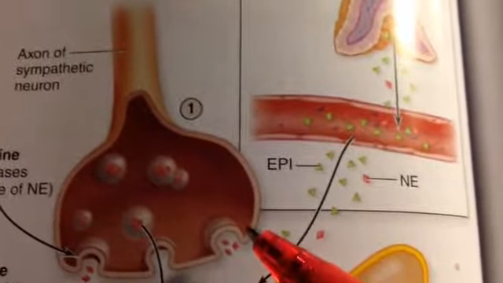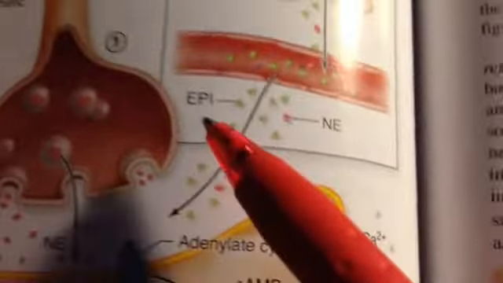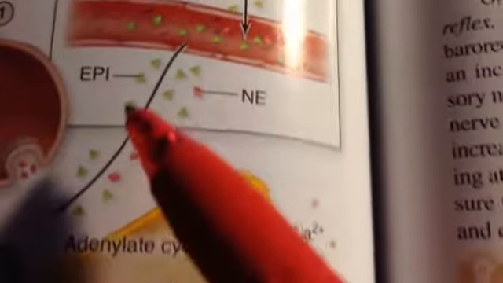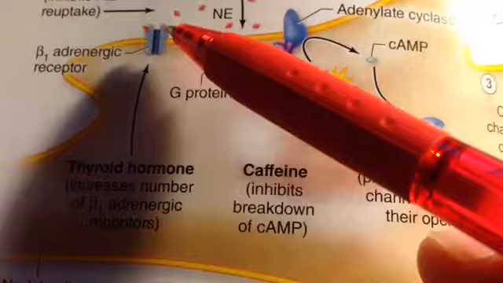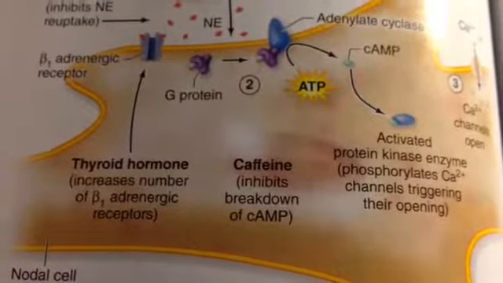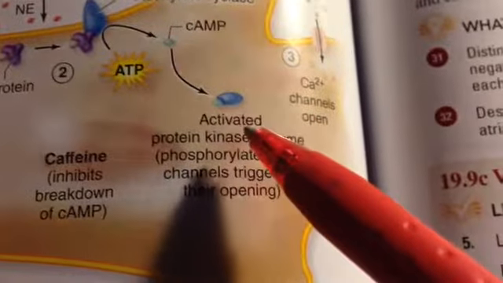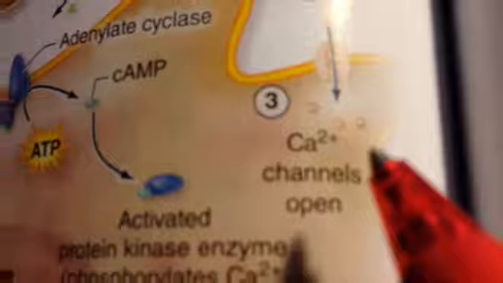You remember this is fight or flight. This is releasing norepinephrine. And here we have epinephrine that came from the adrenal gland. So we have epinephrine and we have norepinephrine released from these sympathetic nerves. And this is our nodal cell. The epinephrine is opening up a channel here and is causing a cascade of events that result in the activation of these calcium channels, causing depolarization.